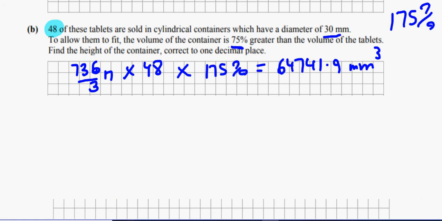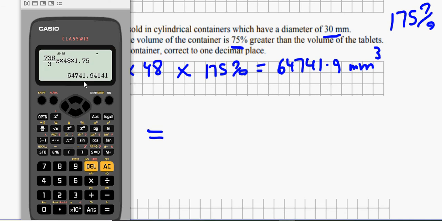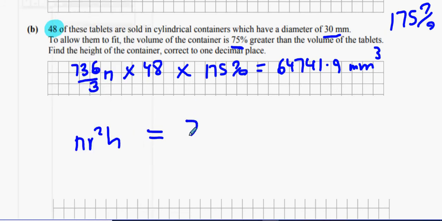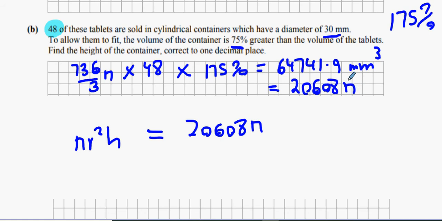So, what type of container is it? It's a cylinder, isn't it? And the volume of a cylinder is pi r squared h. And we know that equals, it was probably best I didn't round it off. So actually, I'll keep it in terms of pi. So 20,608π. Now you'll see why I'll keep it in terms of pi in a second, because the pi's will cancel, won't they?